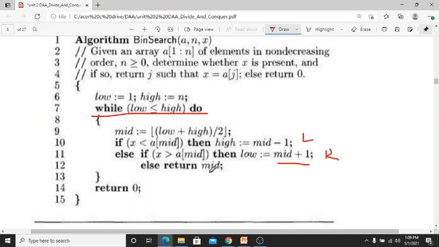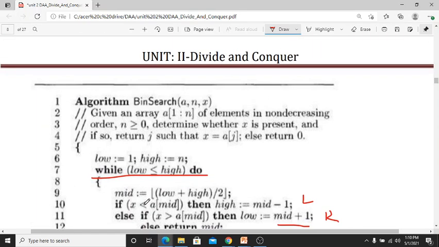Else return mid. If these two are not happening, then definitely the value is the same, so return mid. If it is not found, then return 0. That means we did not get the value we are looking for. Okay, so this is about the algorithm of binary search.